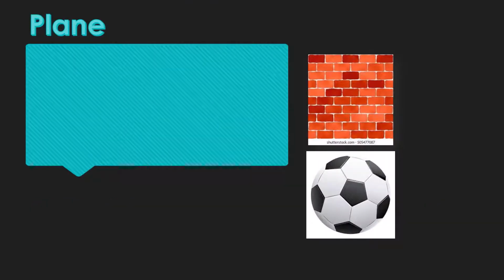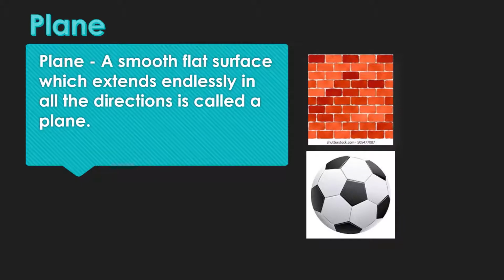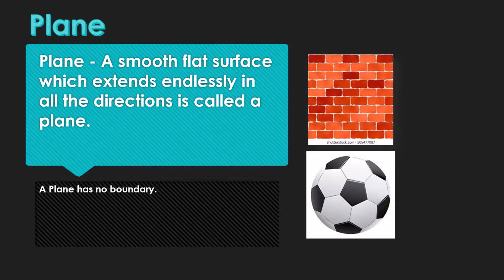Now, our first topic is a plane. A solid has a surface which may be flat or curved, as you are seeing. For example, the surface of a wall is flat and the surface of a ball is curved. All the flat surfaces are known as plane surfaces. In mathematics, a smooth flat surface which extends endlessly in all directions is called a plane. So a plane has no boundary. We have read previously that it extends in all directions, so it has no boundary.